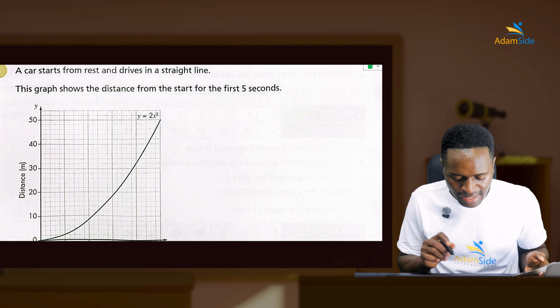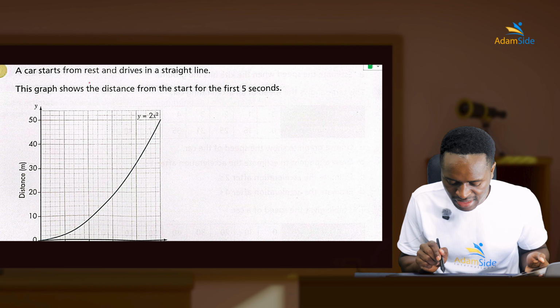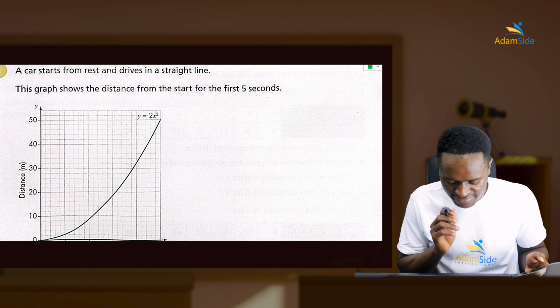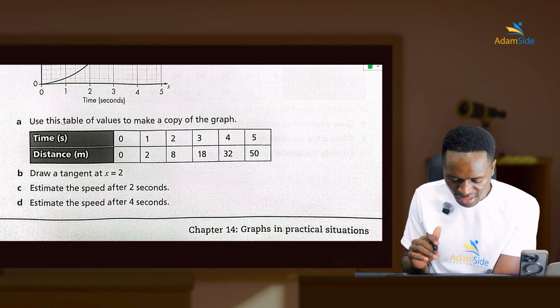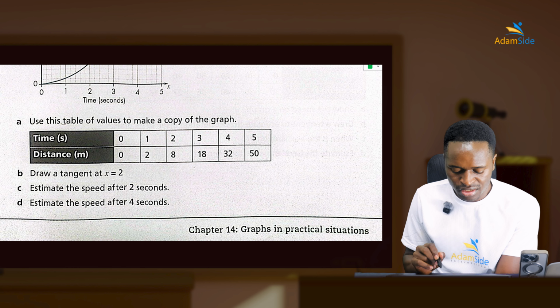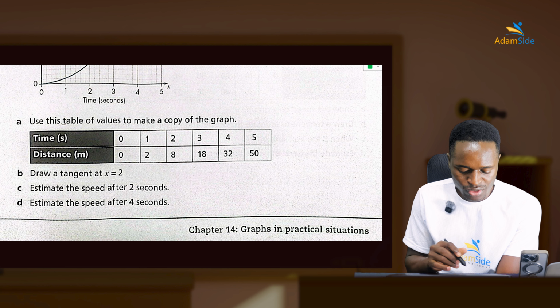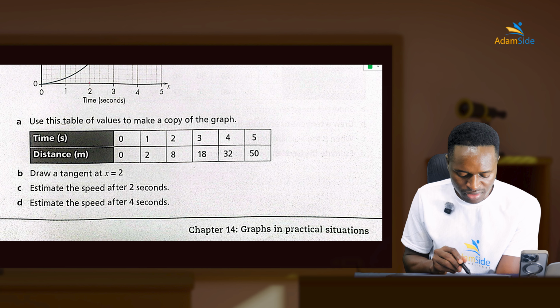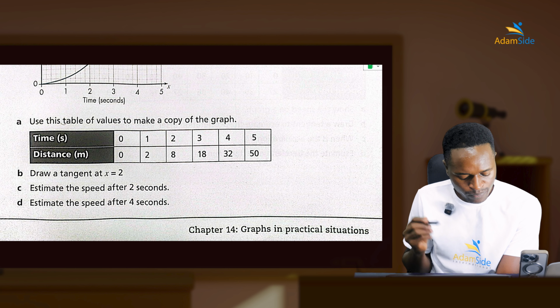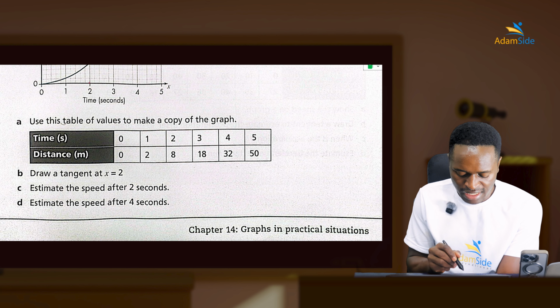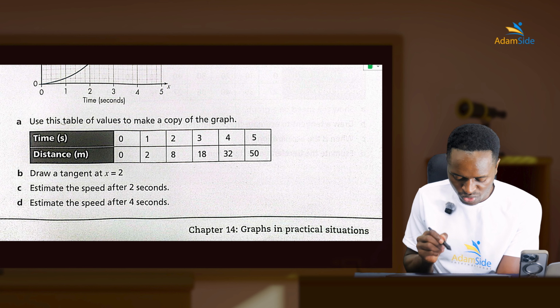Next question. A car starts from rest and drives in a straight line. This graph shows the distance from the start for the first 5 seconds. Use this table of values to make a copy of the graph. For the majority of these questions, to have a copy of the graph is easy. You just plot. You just need to understand where time in seconds is and distance in meters is, then draw a tangent at x equal to 2 and estimate the speed after 4 seconds.